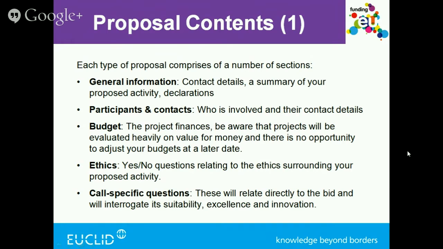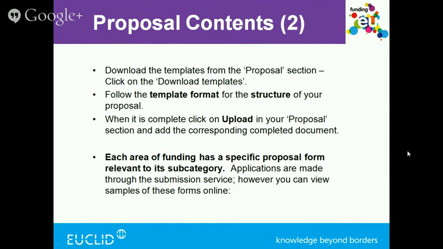There will be ethics questions because these are R&D proposals, and therefore there could be all sorts of ethical issues and questions, so you have to be very careful about that. Call-specific questions will relate directly to the bid and interrogate suitability, excellence, innovation. These are the award criteria questions that are in all the other program proposals. The first one: how does your project relate to the themes and objectives? The second: what is the quality of your proposal? The third is about dissemination and communication, and the fourth is about project management and your relationship with your partners and so on. Obviously, innovation and excellence are going to be completely crucial here. This is R&D we are talking about.